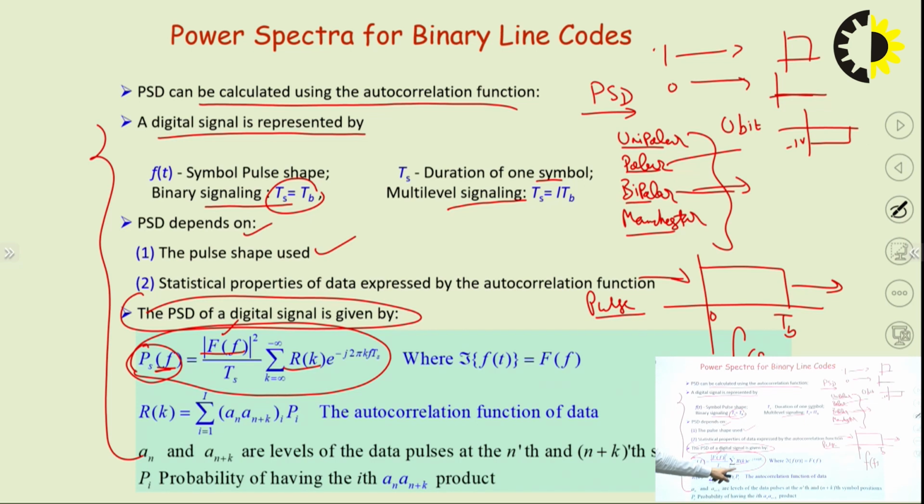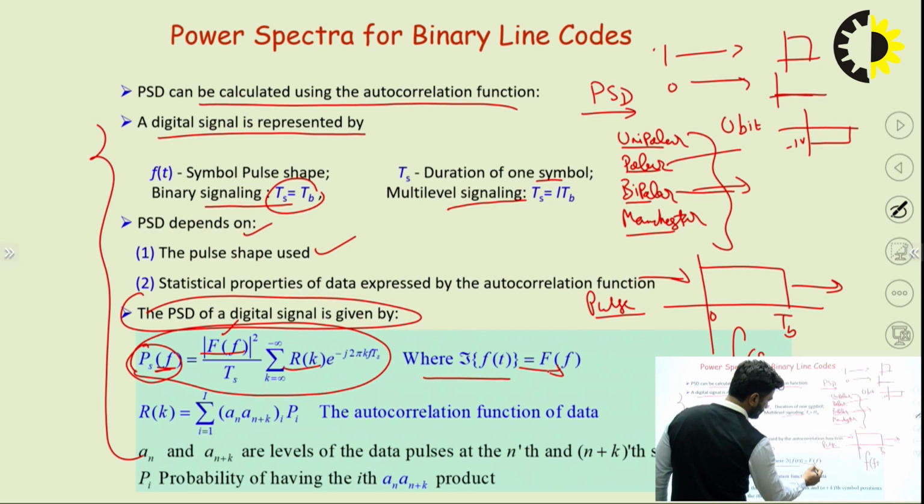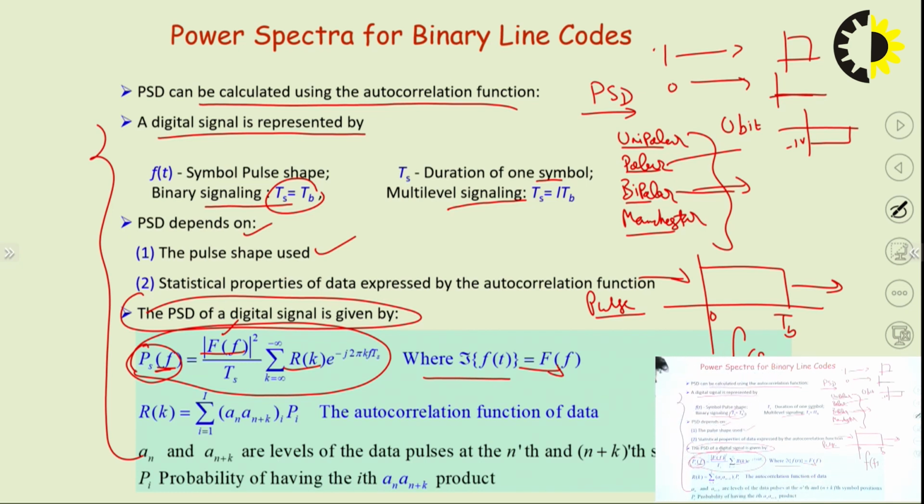The autocorrelation function R(k) is e to the power minus j 2 pi k f Ts, where k limit is from minus infinity to infinity, where F(t) is the Fourier transform of f. Now, first we will find the autocorrelation function, then we will find the Fourier transform of the pulse. This is the formula to find the autocorrelation function.